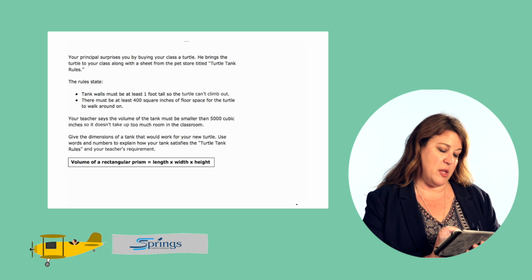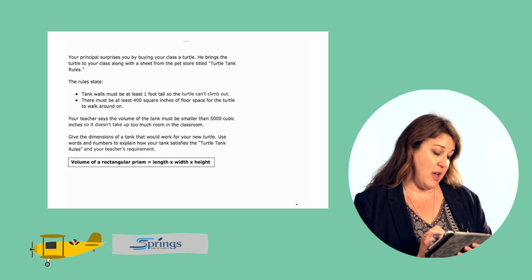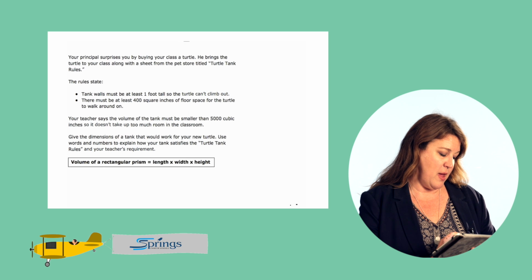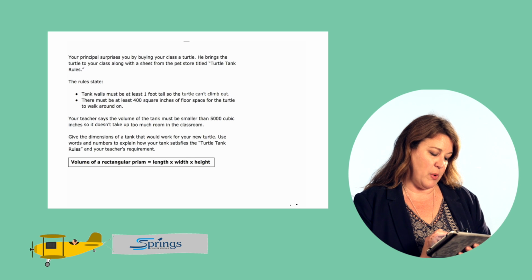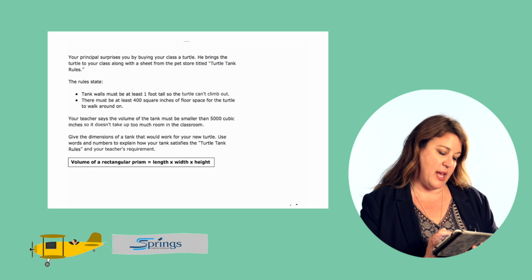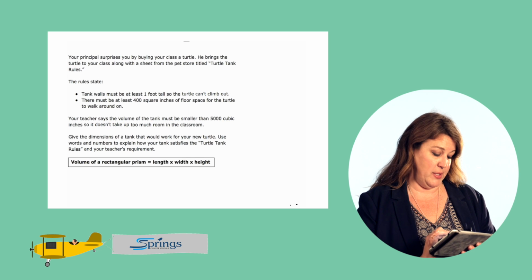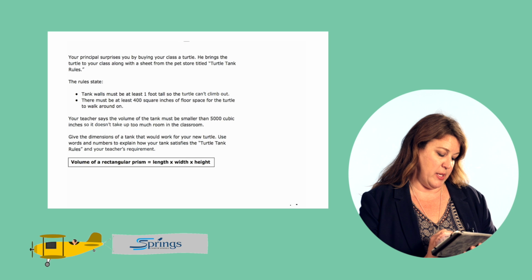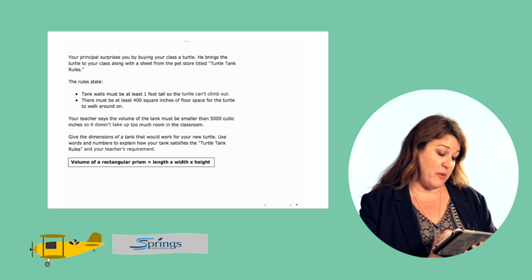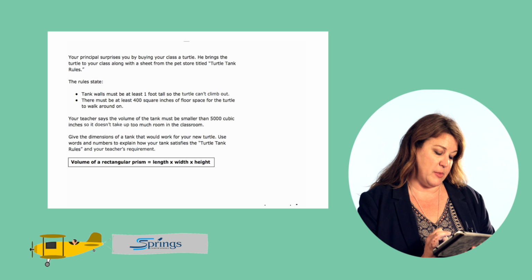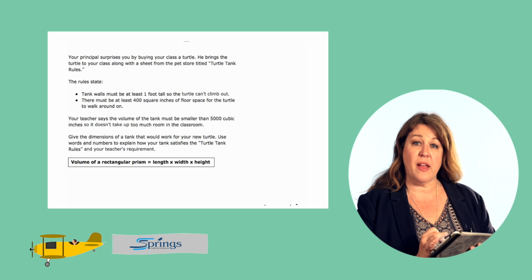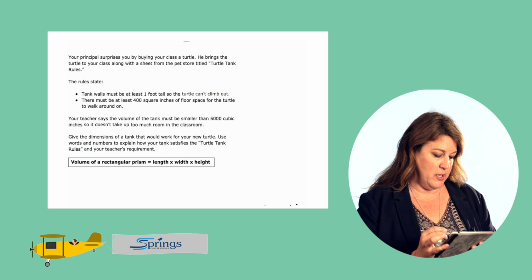Your teacher says the volume of the tank must be smaller than 5,000 cubic inches so it doesn't take up too much room in the classroom. Give the dimensions of a tank that would work for your new turtle. Use words and numbers to explain how your tank satisfies the turtle tank rules and your teacher's requirement. And then it gives us a formula to help us remember that the volume of a rectangular prism equals length times width times height.